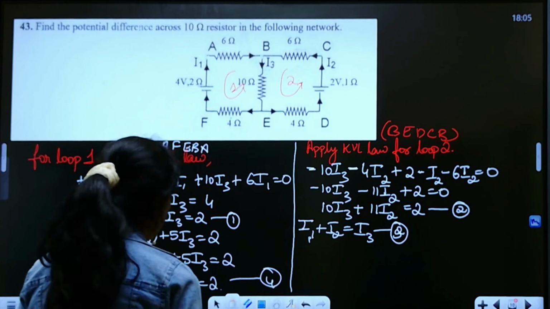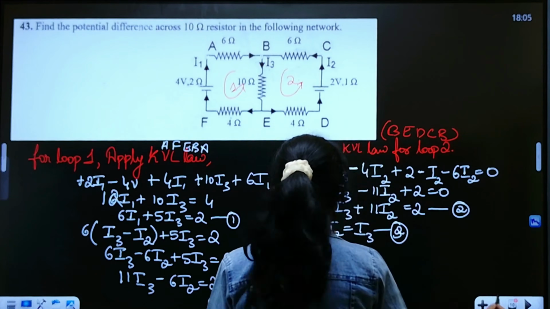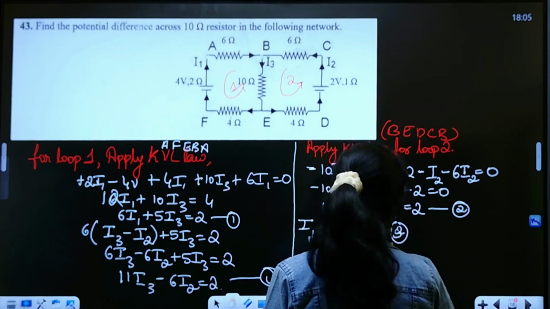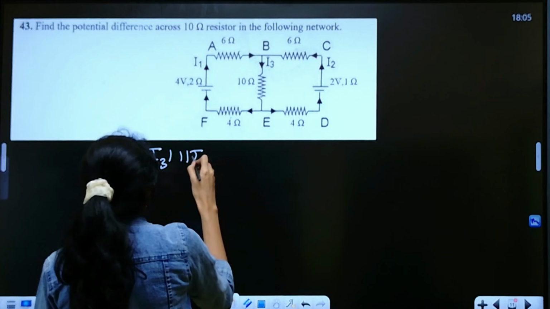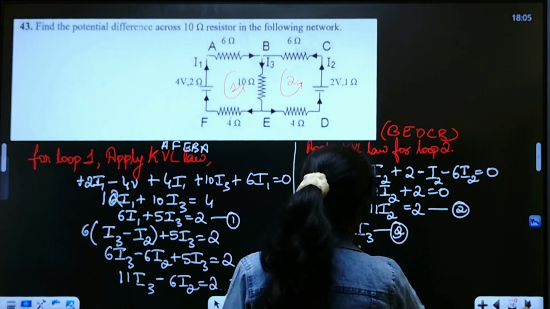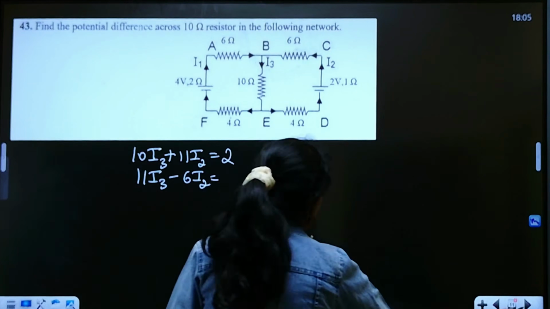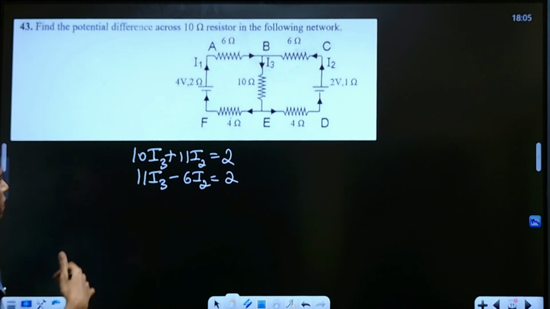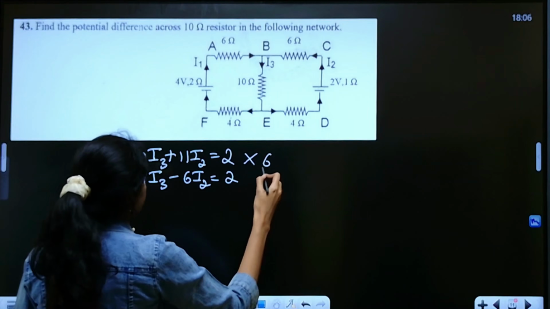I'll just take it over there instead of moving to the next slide. One minute. So I'll just take equation number 2, 10 I3 plus 11 I2 equals 2, and equation 4, 11 I3 minus 6 I2 equals 2. Now to equate this, what we have to do here is, I'll multiply this by 6 and I'll multiply this by 11.